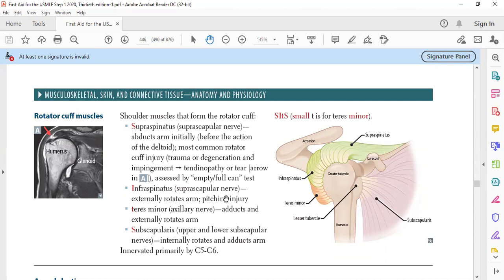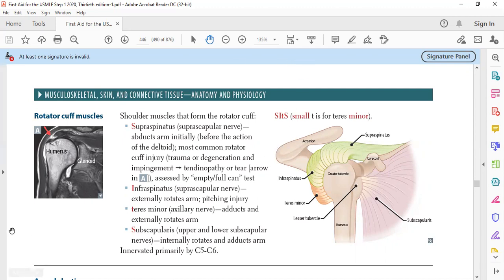Infraspinatus is supplied by the suprascapular nerve and externally rotates the arm. We call it the pitching injury. Then we have teres minor, which is innervated by the axillary nerve. It adducts and externally rotates the arm. Then we have the subscapularis, which is supplied by the upper and lower subscapular nerves, internally rotates and adducts the arm, and it is innervated primarily by C5 to C6.